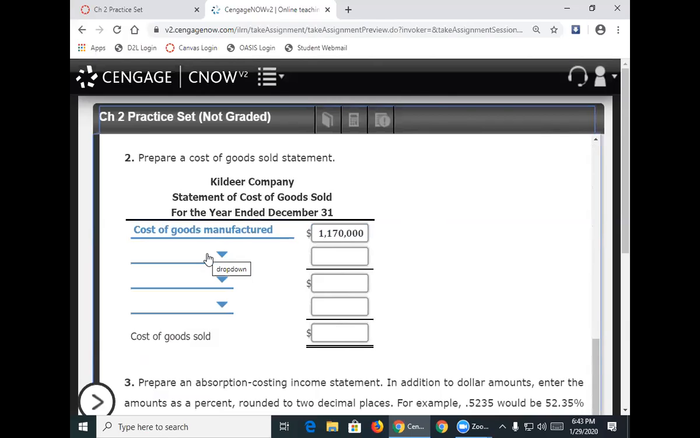Well, we know, and that's right here. That's what we're looking at, these 30,000. So that's the 1,170,000.